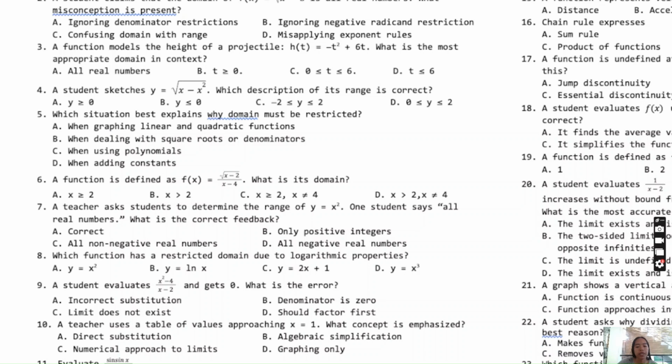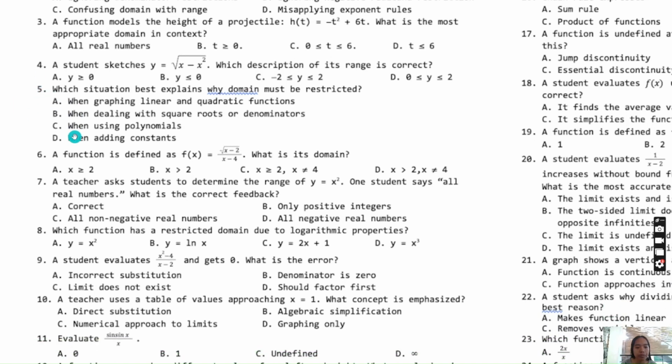Now let us explain. Square root functions always produce non-negative outputs. This means the smallest value of y is 0 and it increases from there. There is no maximum value. That is why the correct answer is letter A.